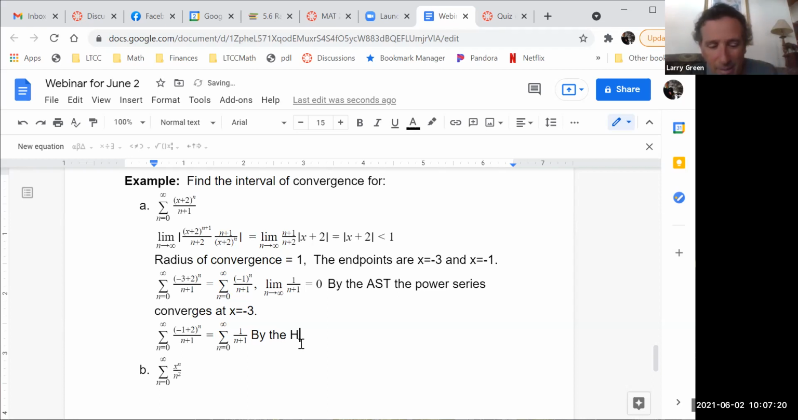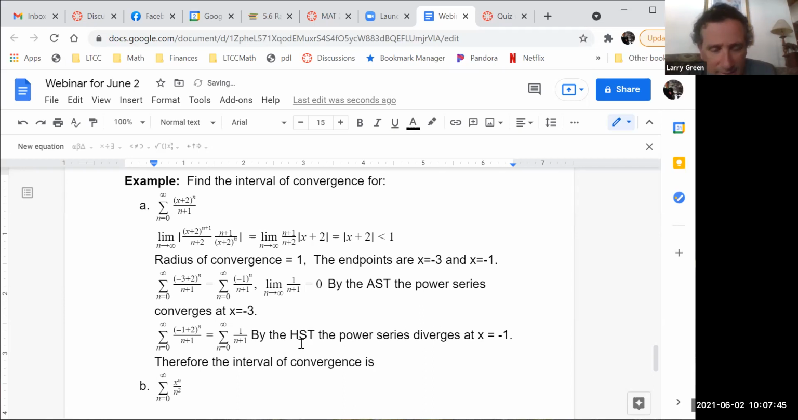Yeah, it's harmonic. So by the harmonic series test, the power series diverges at x equals negative one. So therefore, the interval of convergence is, so now we're going to include negative three, so square bracket, negative three, and we're not going to include negative one, so negative one parenthesis. And that's my interval of convergence. Any questions on this?